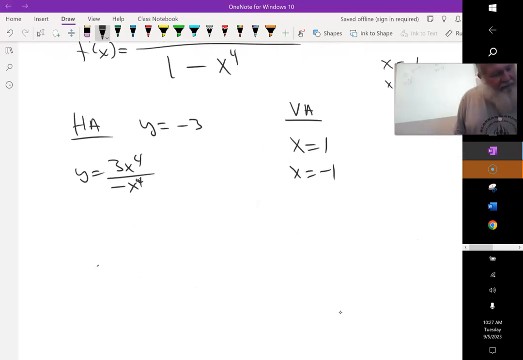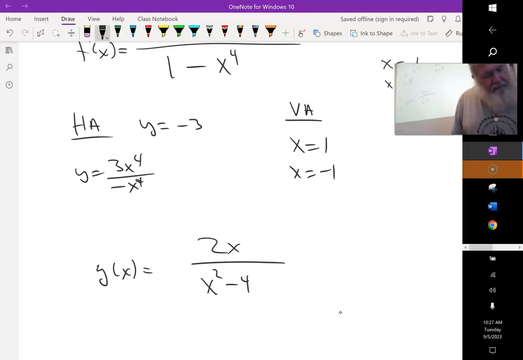All right, next example. We'll call this g of x. G of x is going to be, let's make it 2x over x squared minus 4. I want you to look at it. I want you to see if you can identify your horizontal asymptotes and your vertical asymptotes without doing much work. This is where we want to get to.